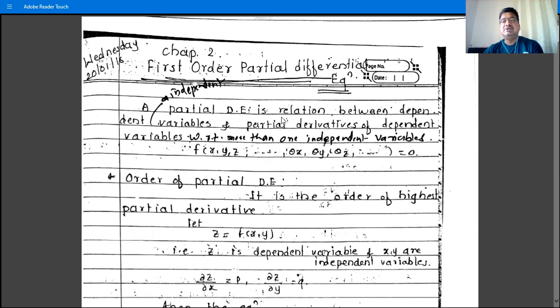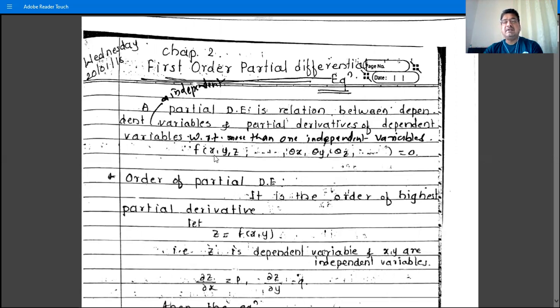A partial differential equation is a relation between dependent variables and partial derivatives of dependent variables with respect to more than one independent variables. That is, the partial differential equation contains more than one independent variables. That is the relation between dependent variable and independent variable and partial derivatives of dependent variable with respect to more than one independent variable.